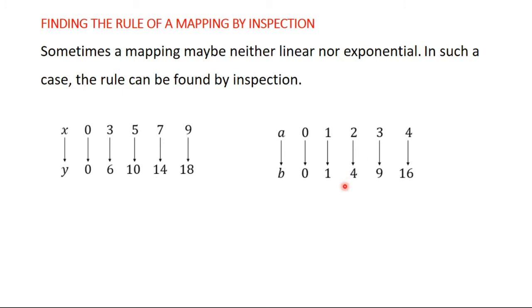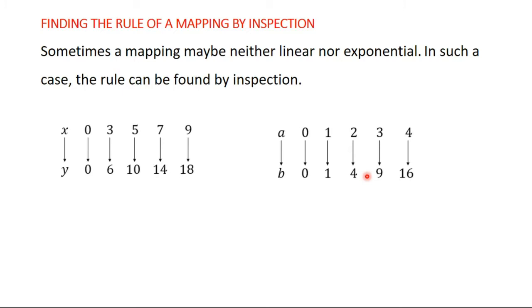Let's check and see if this is exponential. For exponential, the common ratio between consecutive elements in the codomain must be the same. So let's try. 1 divided by 0 is 0. 4 divided by 1 is 4. 9 divided by 4 will give you 9 over 4. So you can see from here that the common ratio between consecutive elements is also not the same. So this is also not exponential. So in both cases, the mapping is neither linear nor exponential.